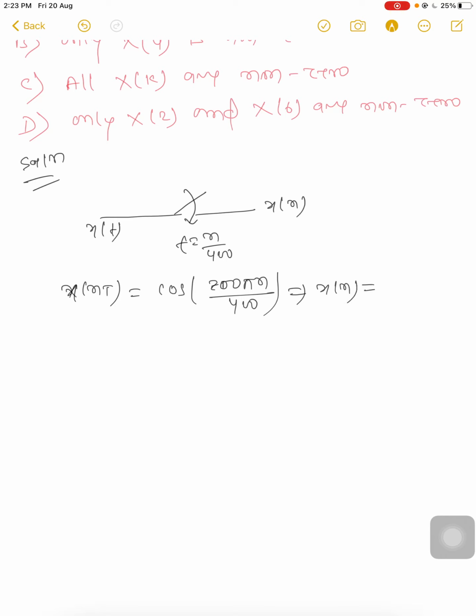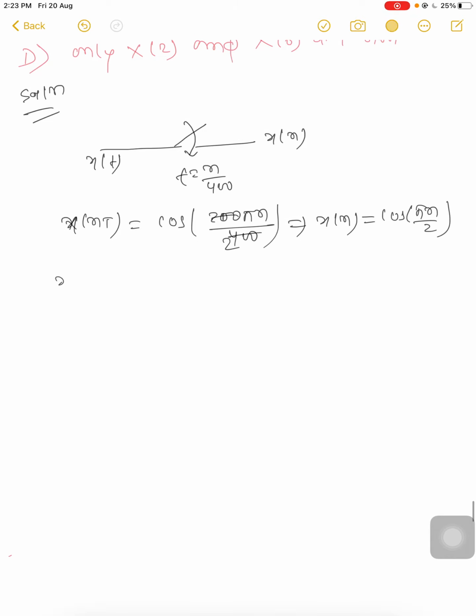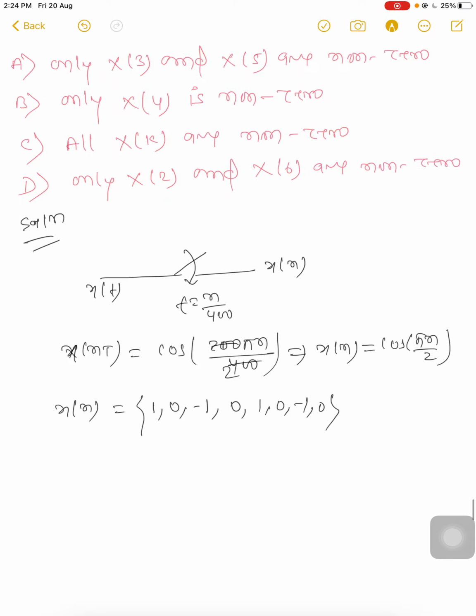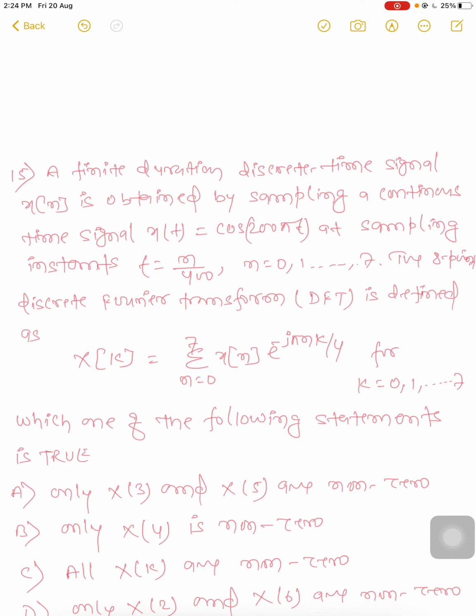So x[n] will be cos pi n by 2. Put n as 0, cos 0 will be 1; put 1, pi by 2 will be 0; 2 gives minus 1; 3 pi by 2 gives 0; and 4 gives 2 pi which is 1. It will repeat as 1, 0, minus 1, and 0.